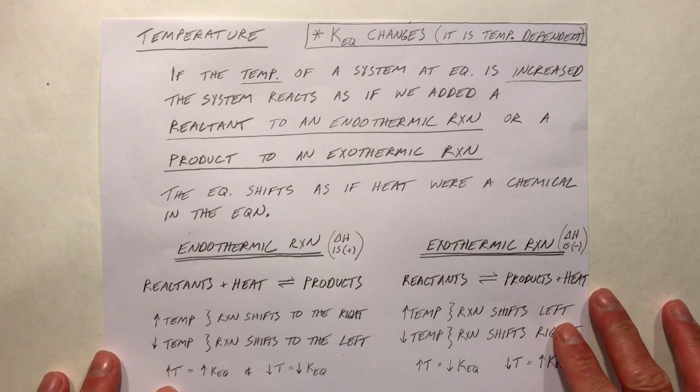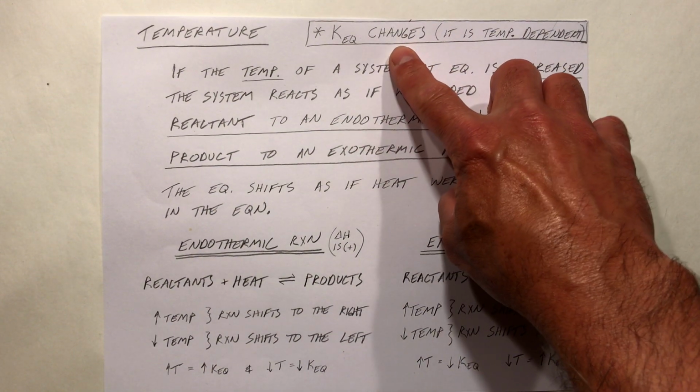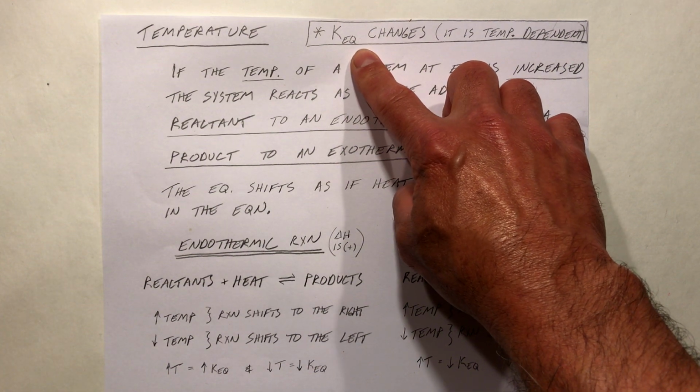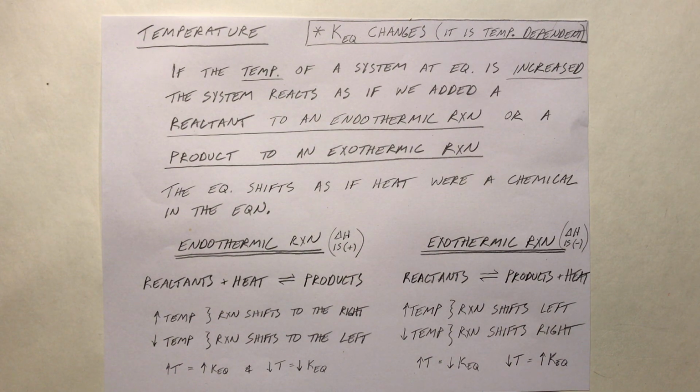Now, temperature, on the other hand, that's our third factor here. Temperature does cause the equilibrium constant to change. We can say that KEQ, whether it's expressed as KC or KP, is temperature dependent. If the temperature of a system at equilibrium is increased, the system reacts as if we added a reactant to an endothermic reaction or a product to an exothermic reaction. The equilibrium shifts as if heat were a chemical in the equation.